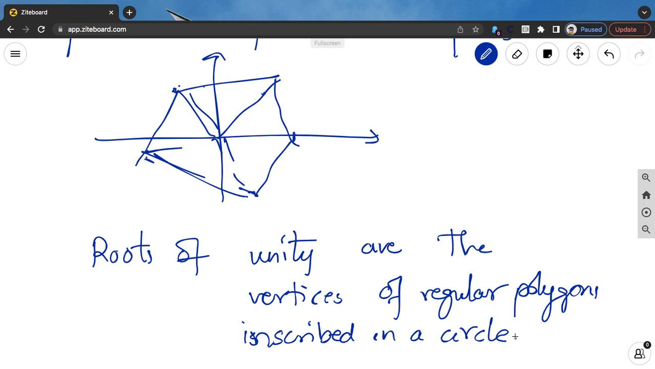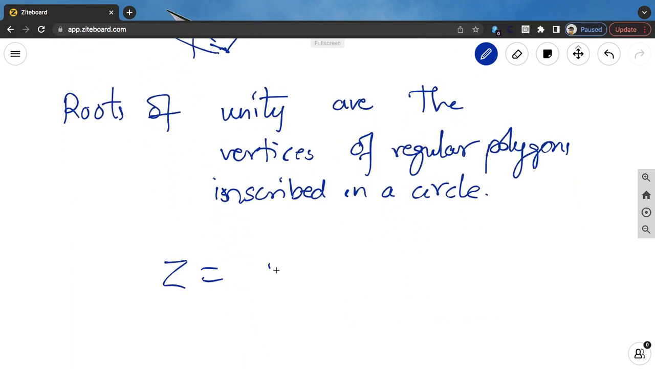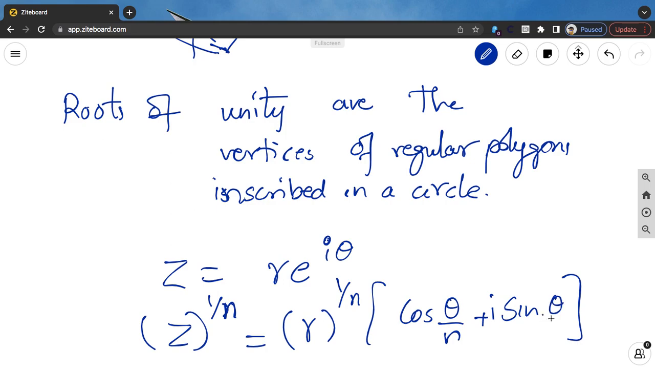The radius is 1. Can I have a radius something else? Yes, if it was a number r e raised to I theta. So instead of unity, if I had a number z as this, the radius is not unity, it is r, then any power will be the same, the method will be the same as what we did for unity. The angle will be divided like this.